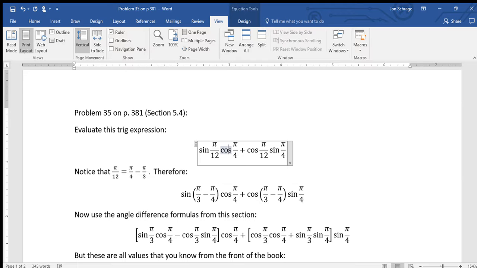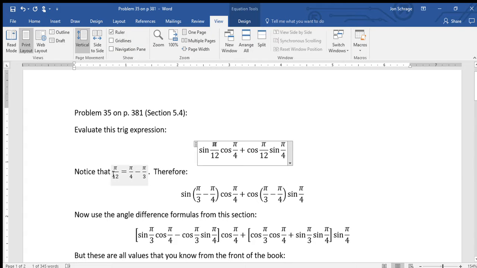There's actually a couple of ways you could solve a problem like this, but the problem is in section 5.4 that's about the angle sum formulas and the angle difference formulas. Well, that should be a hint as to how to solve it, but like I said, we're going to see that there's more than one way to do it. Now, this pi over 12 is what spooks me in this problem. We have been working with the unit circle in the front of your book for quite a while, and we've never seen a pi over 12 before.